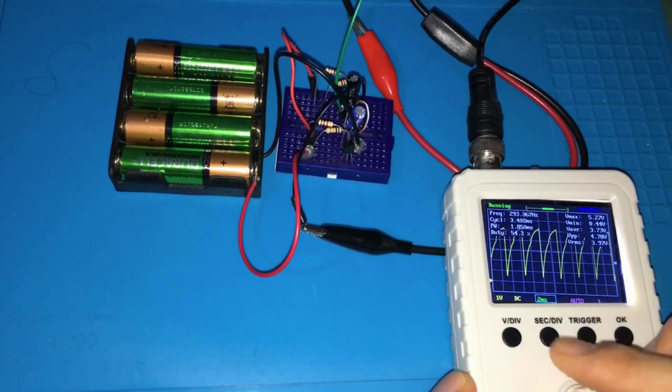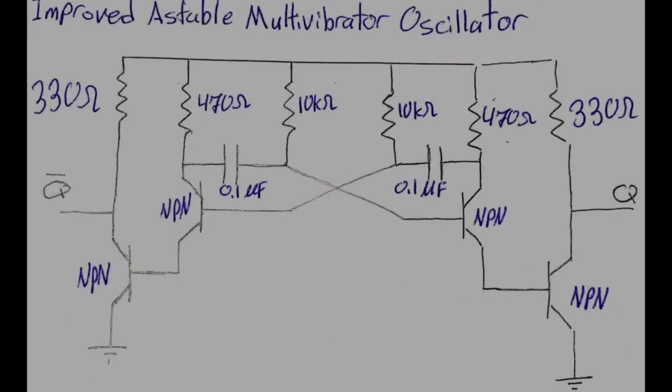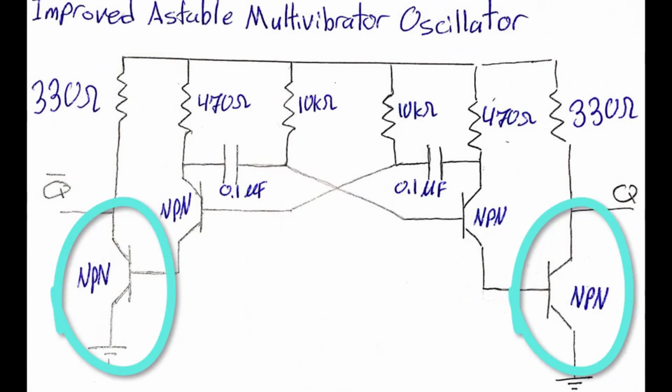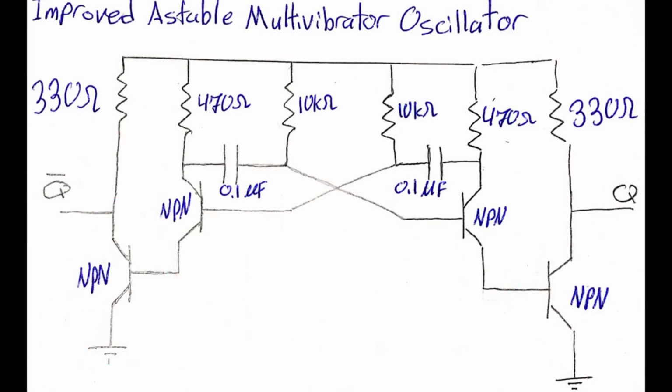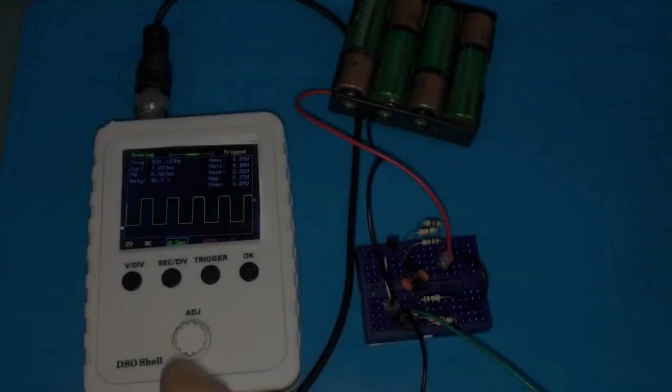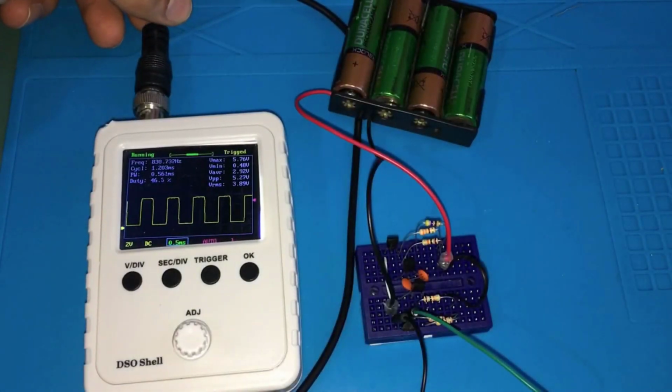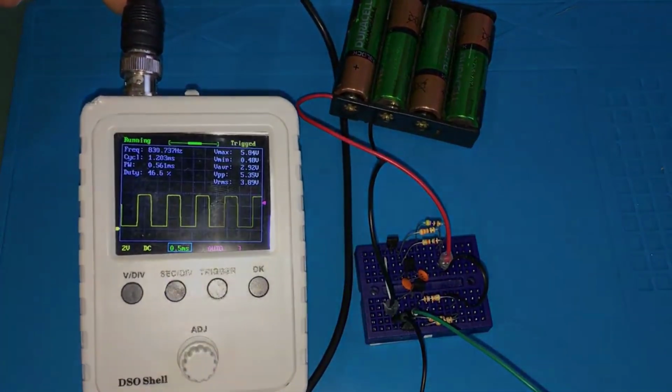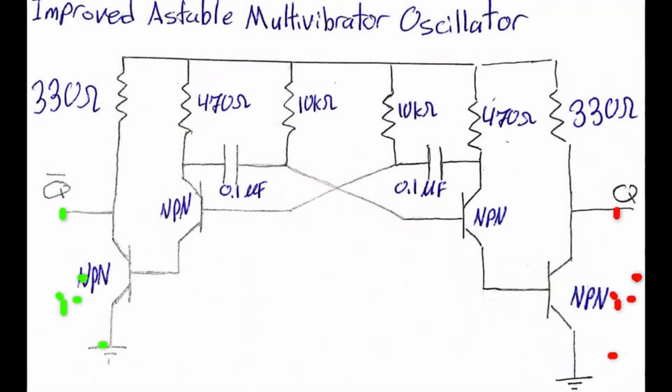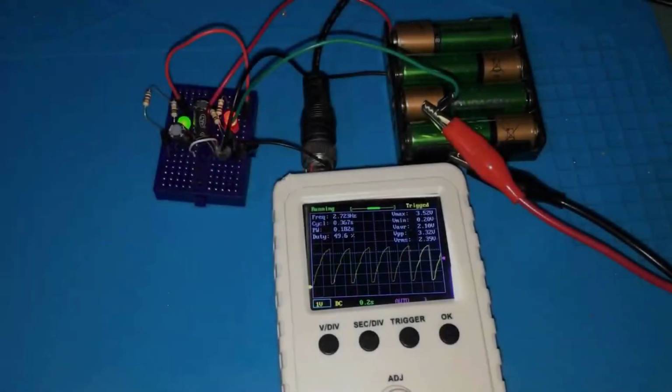So as a quick solution, I added two NPN transistors to the circuit output so that the charging and discharging of the capacitors doesn't appear at the output. I also lowered the capacitor's value to 0.1 microfarad to get higher switching frequency. Adding parallel LEDs to the output transistors and lowering the switching frequency will flicker the LEDs continuously.